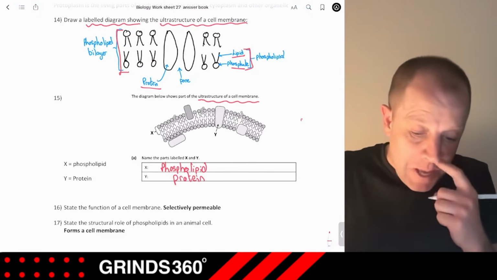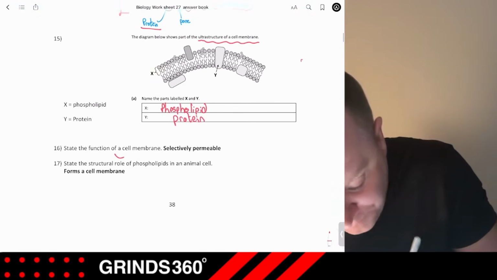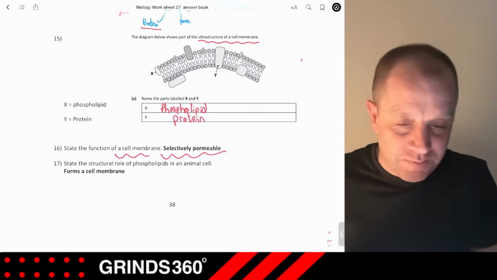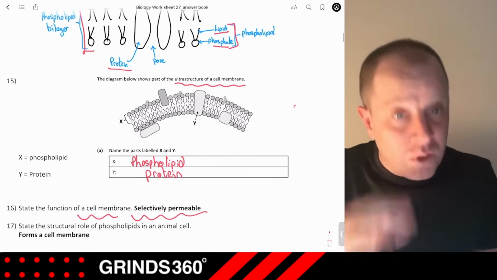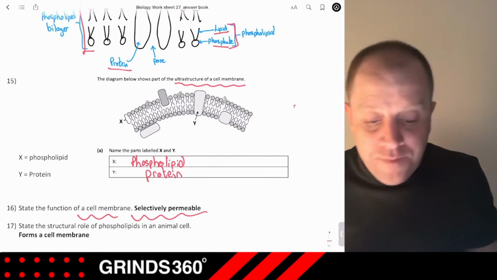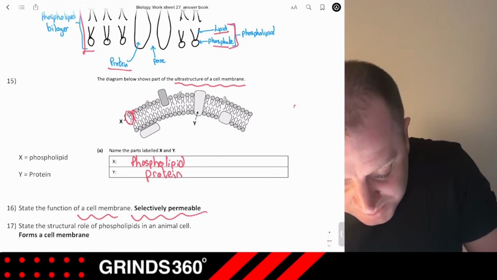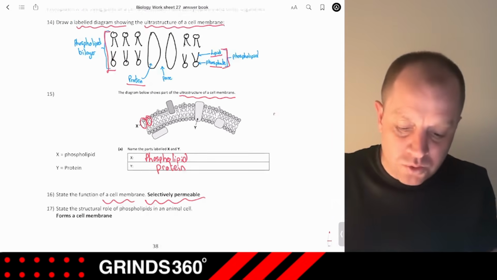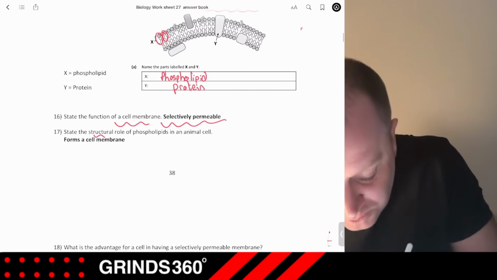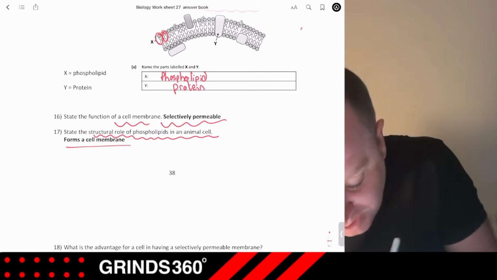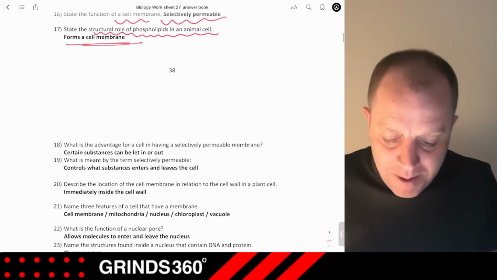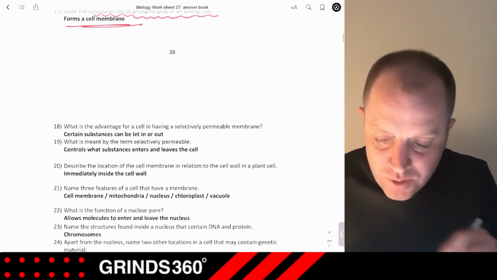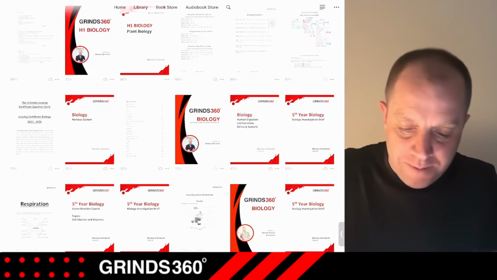There it is. Excellent. Now, look at this. What's the function of a cell membrane? It's selectively permeable. Now, remember, before I leave that, what's the structural role of a lipid in a cell? Phospholipids form cell membranes. That's the link between those two chapters. So, what's the structural role of a phospholipid in an animal cell? It forms a cell membrane.